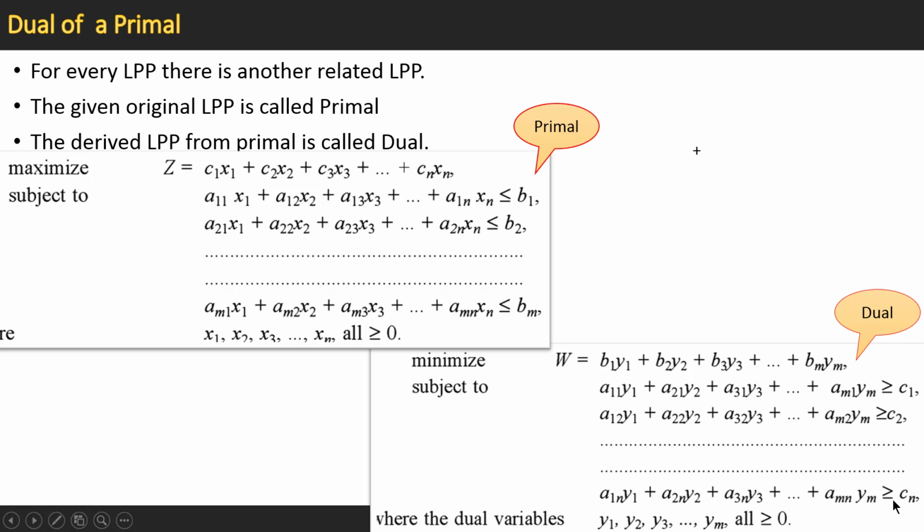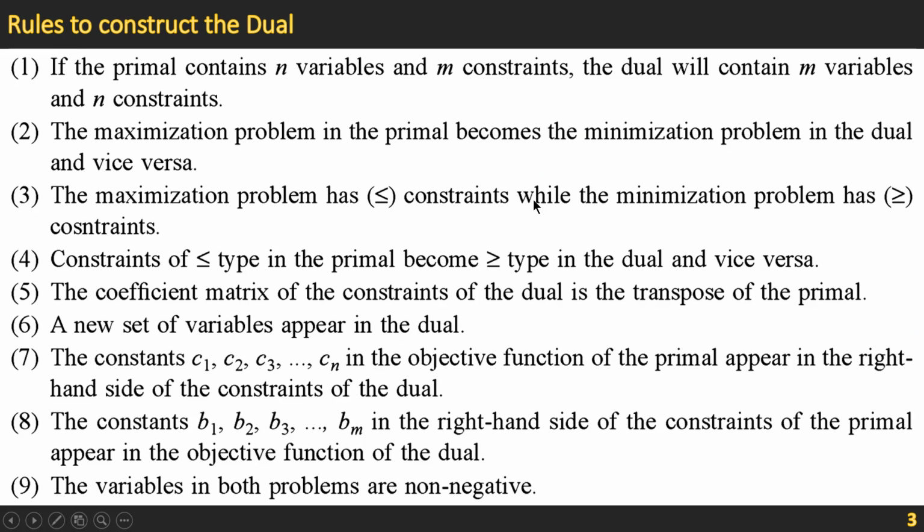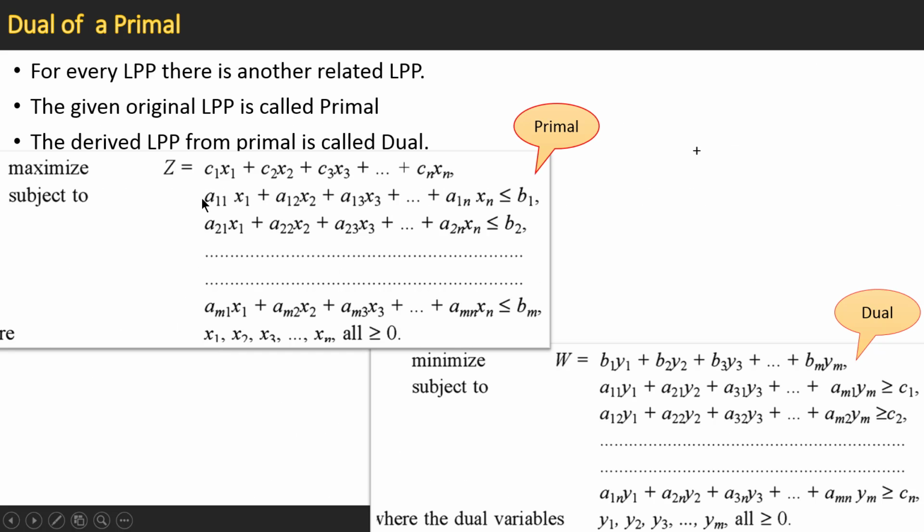So, in minimization, they will become greater than or equal to. So that will just exchange its places. Correct. The coefficient matrix is the transpose of the primal. The coefficient matrix of the constraints of the dual is the transpose of the primal. So what we have told, first row will become first column, second row will become the second column, correct?